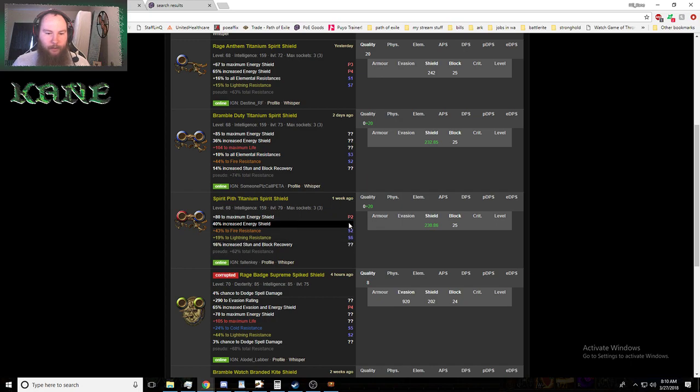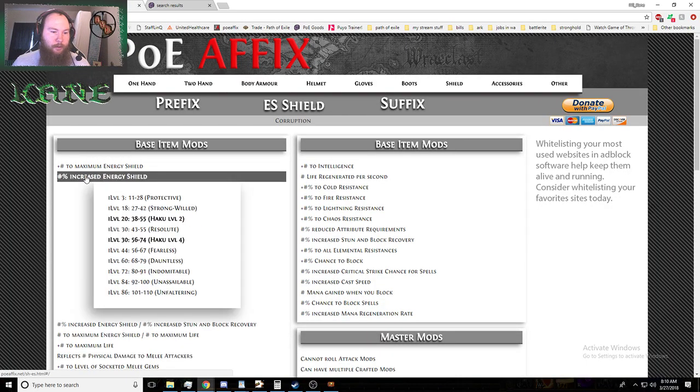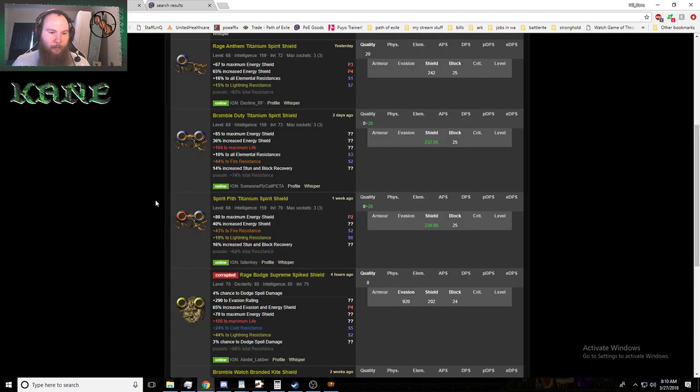And this can most likely add on more energy shield. I could be wrong about that, but I'm pretty sure this is a hybrid roll. Because if I look at the other energy shield bases, percent energy shield increase, it goes 11 to 28, 27 to 42. So it had to be that one there.